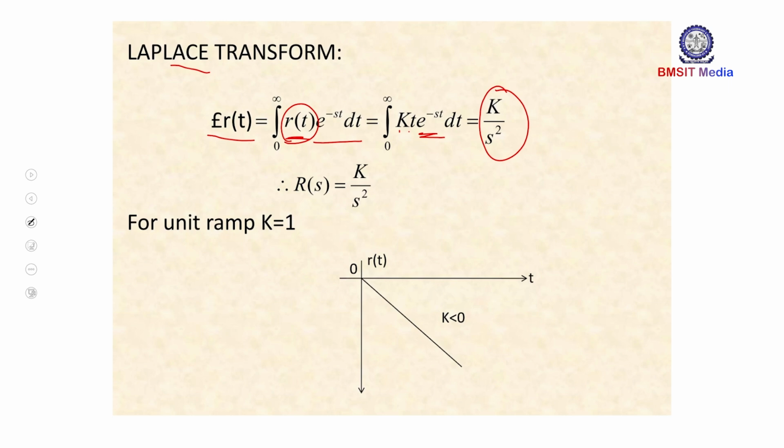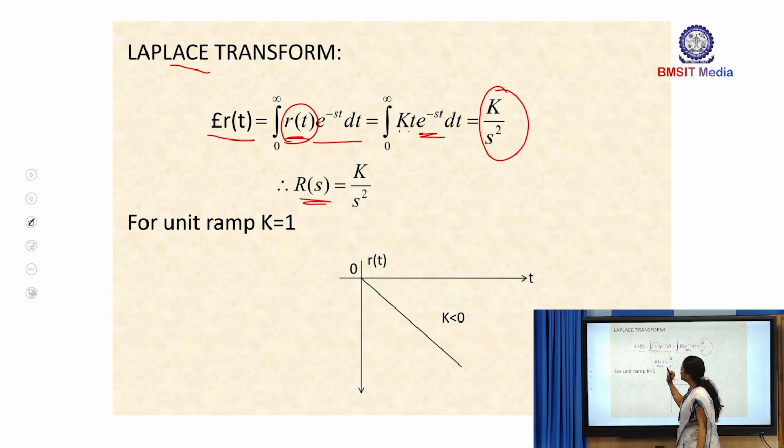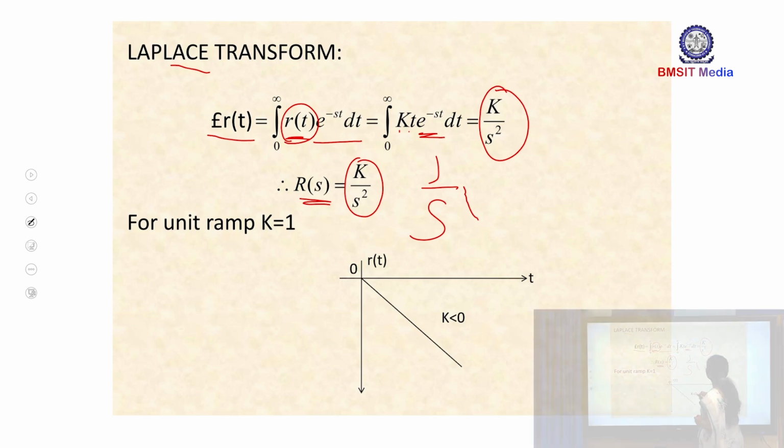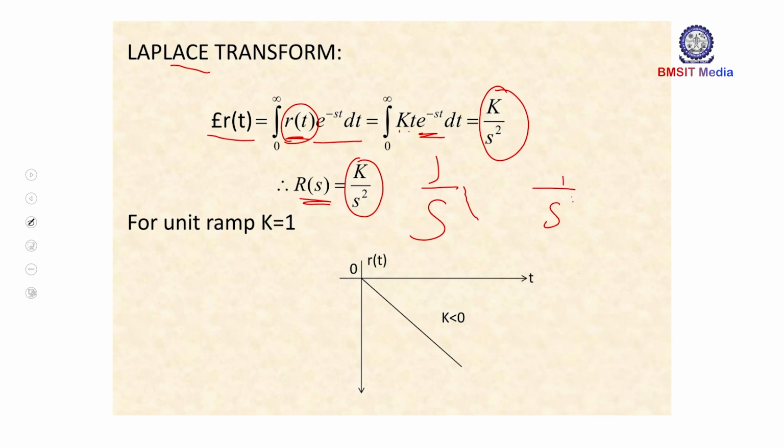Now we can see the difference: whatever my input R(s) is, if I say that it is equivalent to a ramp function, then I can substitute it as k divided by s square. Now just compare this with the previous one, which is the step. In the case of the step, I got the output as 1 divided by s, but in the case of the ramp function, I am getting the output as 1 divided by s square.